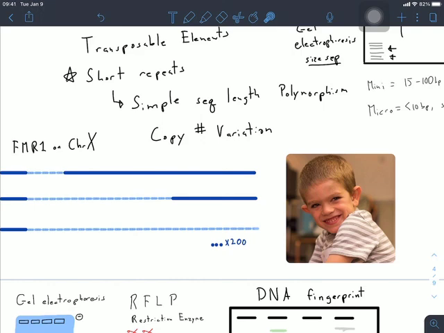This is not to be confused with another topic that we may explore in some of our labs, of copy number variants of particular genes. This is copy number variation in a single region of a particular repeat.